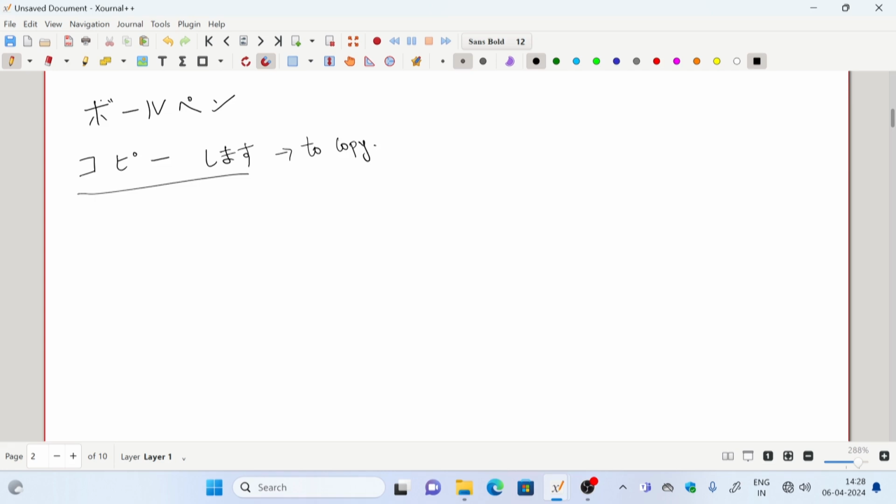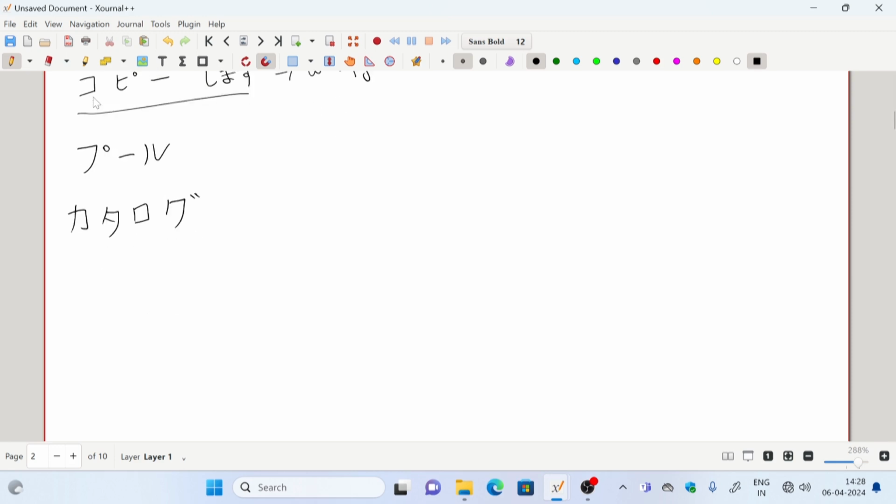Next, puru. Puru is pool. Pu, elongation, ru. Next is catalog. We write catalog with ka, ta, ro and gu. Katarogu is catalog.